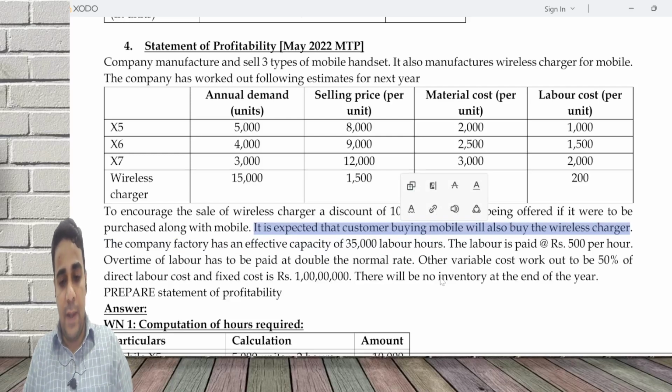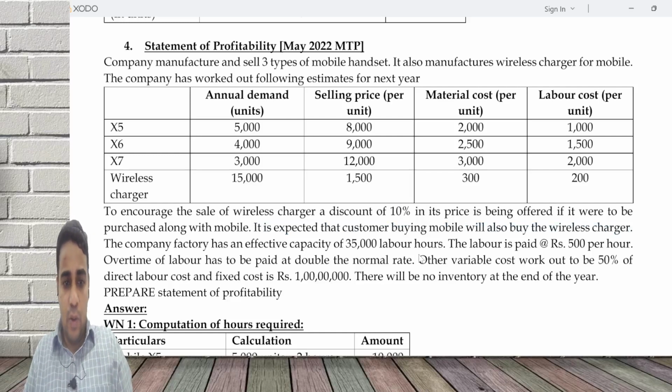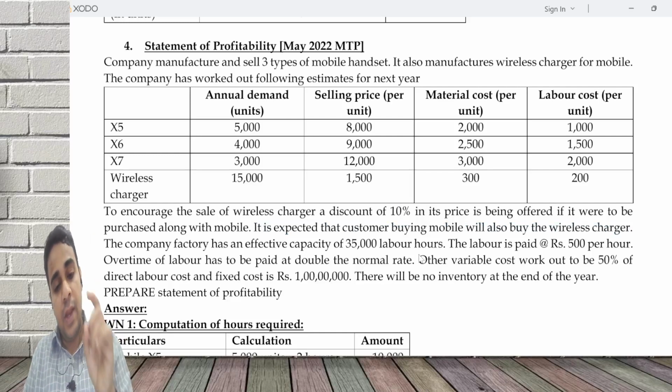The company has an effective capacity of 35,000 labor hours. Labor is paid at 500 per hour. Overtime has to be paid at double the normal rate. Other cost is 50% of labor. Fixed cost is 1 crore. No inventory. Prepare a statement of profitability.